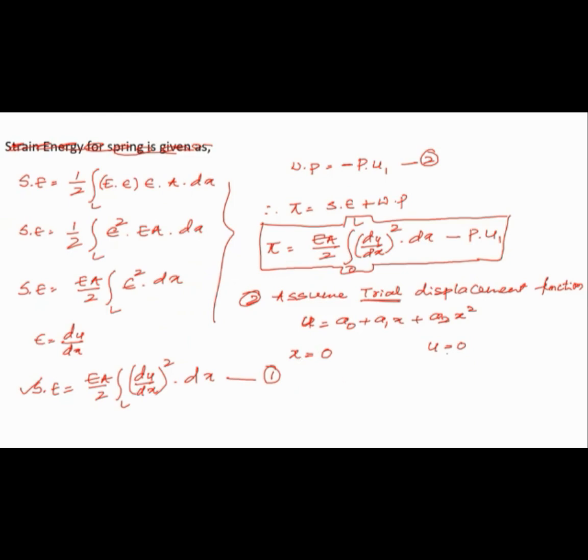So when x is equal to 0, U is equal to 0. In the above equation, wherever x is there, you put 0, and wherever U is there, you put 0. So 0 is equal to a naught as it is, plus a1 into 0, plus a2 into 0. Therefore, a1 into 0 is 0, a2 into 0 is 0, so the value of a naught is 0. So one constant I obtained here, that is a naught is equal to 0, by substituting the first boundary condition, that is when x is equal to 0, U is equal to 0.